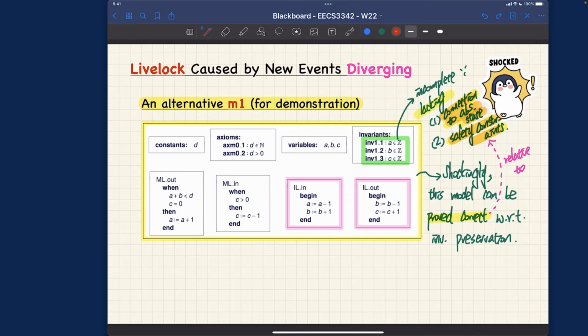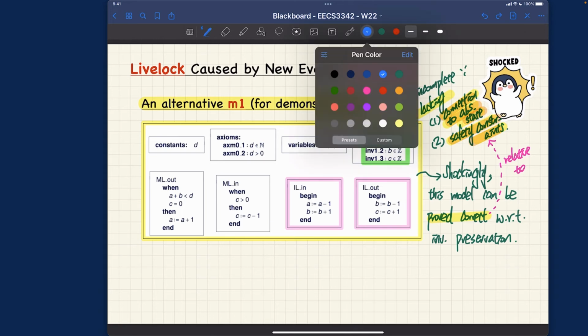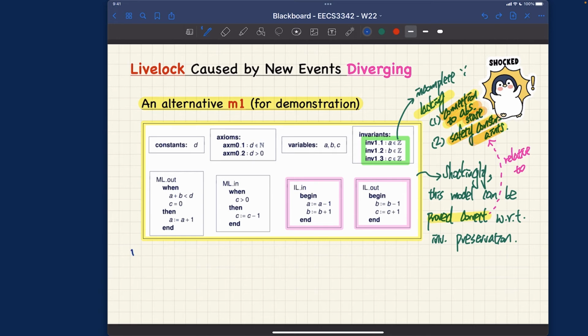All right, so that's about shocking fact number 1 about this model. Let's now talk about shocking fact number 2, which is about these 2 events for which I took out their guards. Let's see how bad it could be. Let me start with some concrete transitions to start with, just to illustrate. Okay, let's say this. So we talk about concrete transitions.